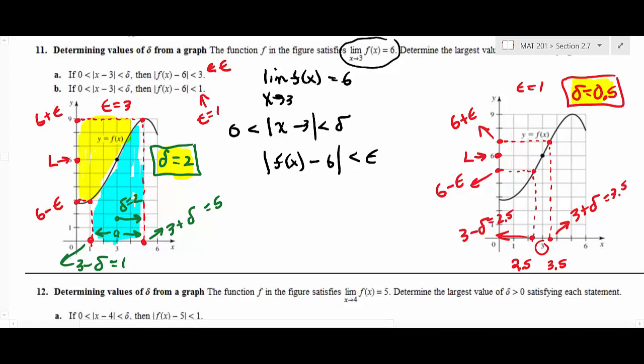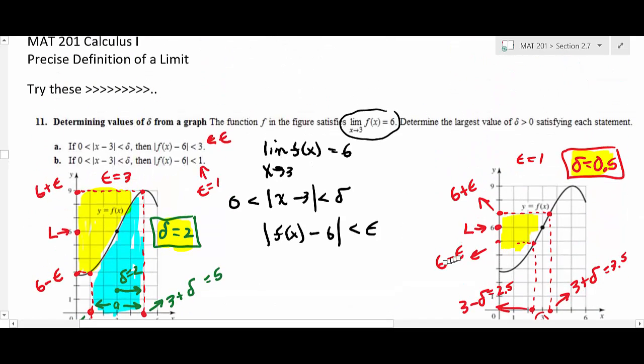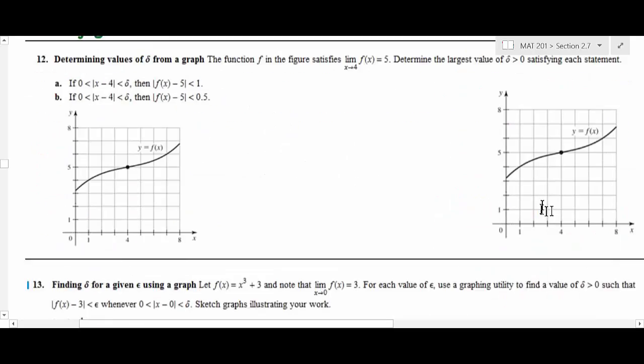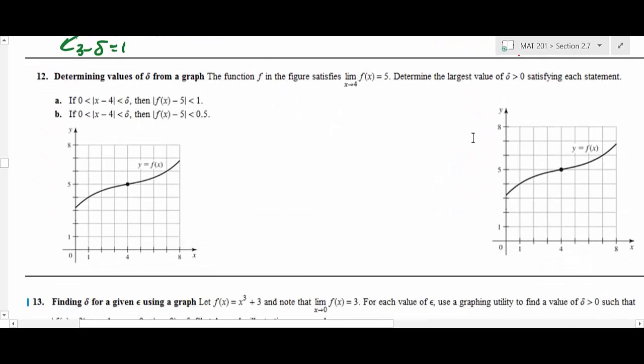Okay, then again, same idea. This is your epsilon belt, like that. And I think I went too far on that. Yeah, it should be like that. So let me erase that. And then the delta belt is going to be in this region right here, is what you should have come up with. All right, going to the next problem.